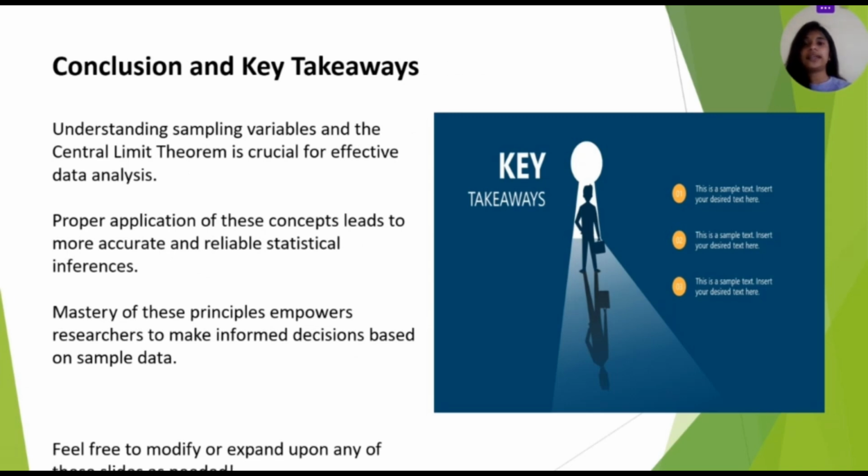Conclusion and key takeaways. Understanding sampling variables and the central limit theorem is crucial for effective data analysis. Proper application of these concepts leads to more accurate and reliable statistical inference. Mastery of these principles empowers researchers to make informed decisions based on sample data. So this is all about the central limit theorem and sampling variables.